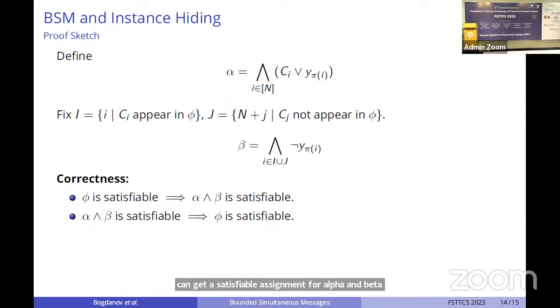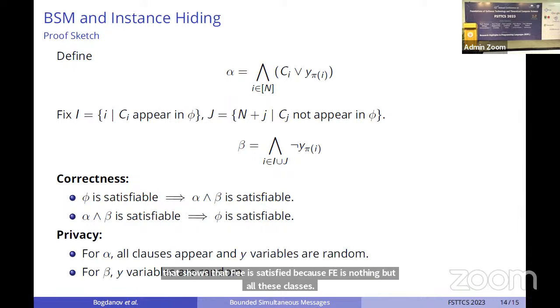Conversely, if alpha and beta is satisfiable, so beta is satisfiable, which means all the indices i for which the clauses appear in the formula, the variable will appear in the negated form. So to satisfy this, the y pi of i should be set to false. In that case, all those clauses here must be true because it's an AND of all those clauses. So if alpha is satisfiable, all those clauses that appear in the set I will become satisfiable, because we already know alpha and beta is satisfiable. And that shows that phi is satisfiable, because phi is nothing but all these clauses. So that completes the correctness.